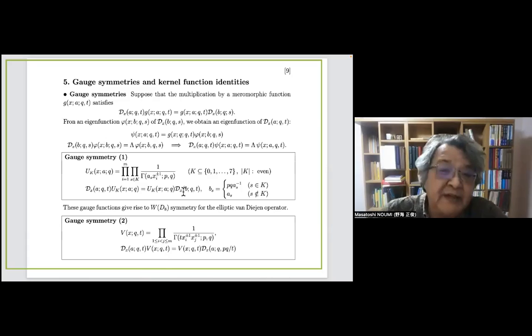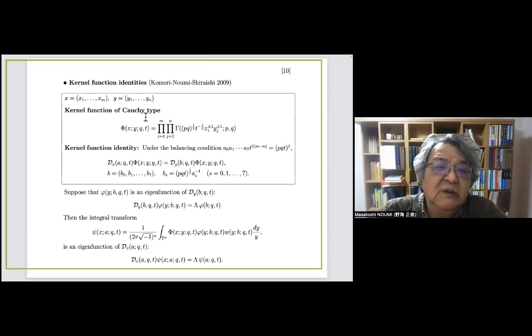Now, the next thing I would like to explain is the kernel function identity. This is related to the Selberg type integral. I wrote a paper with Komori and Shiraishi a long time ago. It's a 2009 paper.